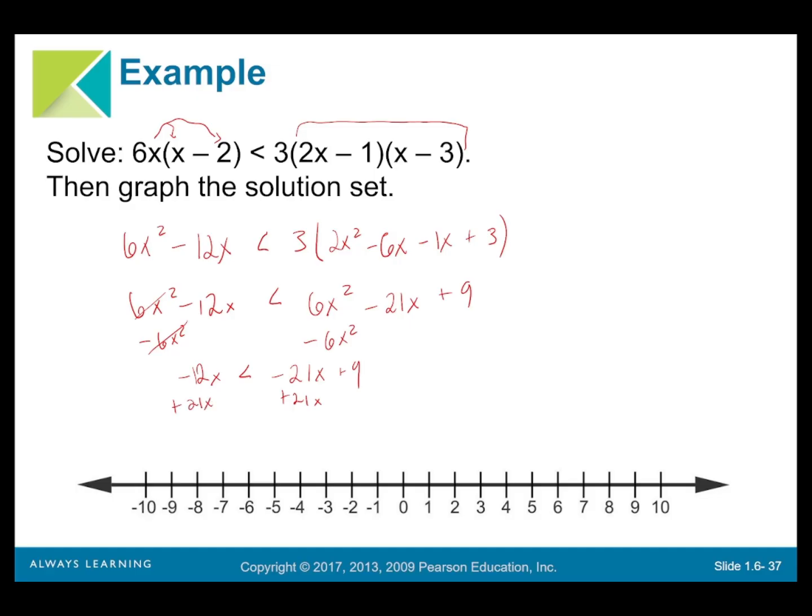And negative 12 plus 21 is 9x less than 9. Now I divide by 9 on both sides, and I get x is less than 1. So that complicated looking equation we were originally given just simplifies down to x is less than 1. So I draw an open circle at 1, and I represent all numbers less than that.